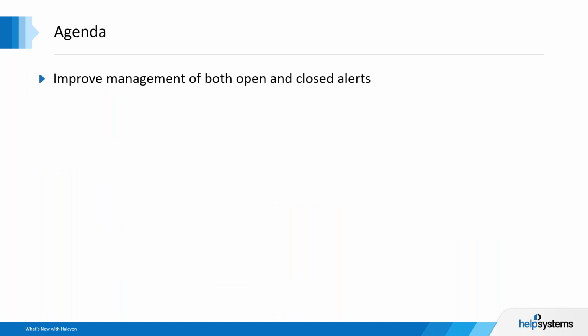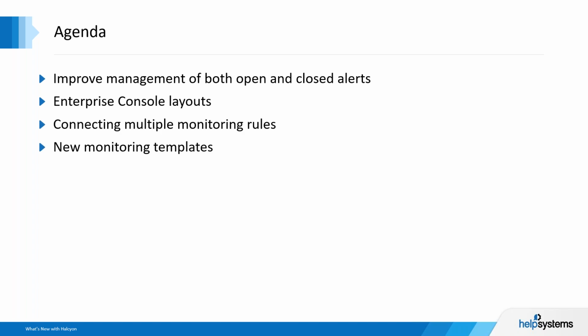This is what the agenda looks like. Ash is going to do the bulk of the work, which is particularly nice for me. He's going to touch on some of the improvements we made to the Halcyon solution, how you can manage your alerts, both open and closed alerts for archive and historical reasons as well. He's going to show some pretty neat layouts and the way you can view what you want to see on an individual basis for your centralized monitoring.